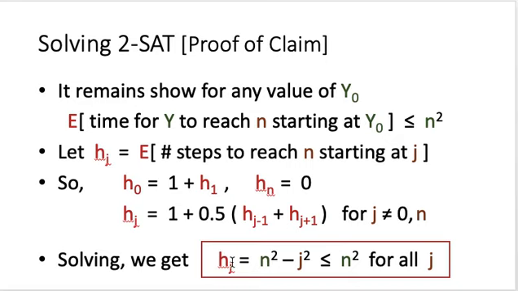And the textbook tells us that we can actually solve it precisely for h of j to be equal to n squared minus j squared. And you can verify it yourself by using induction. You can just plug it in and verify whether this is the correct value. And because of this, we have h of j less than or equal to n squared. So this is showing the claim. So that's all for the second part of this lecture.